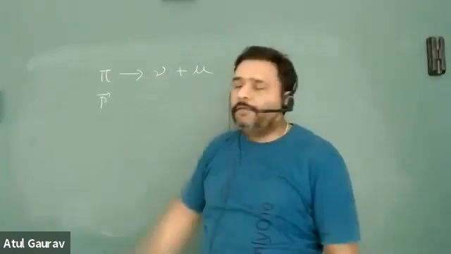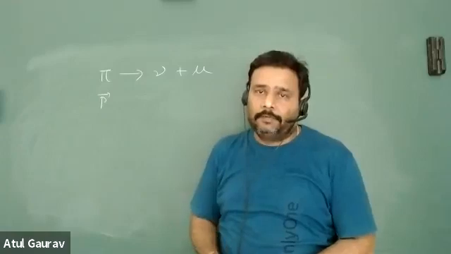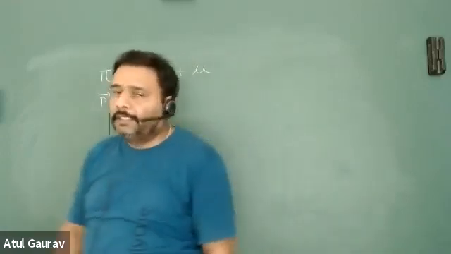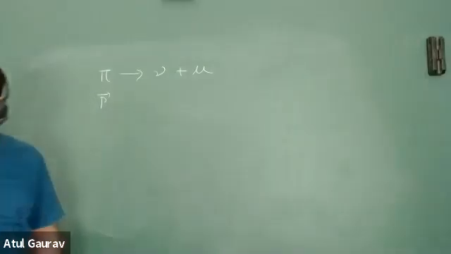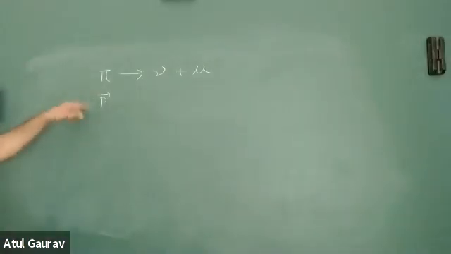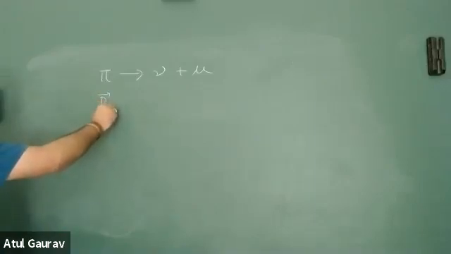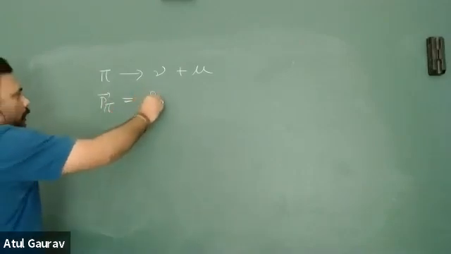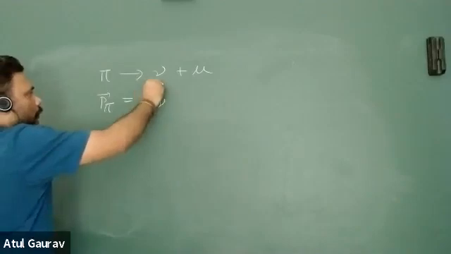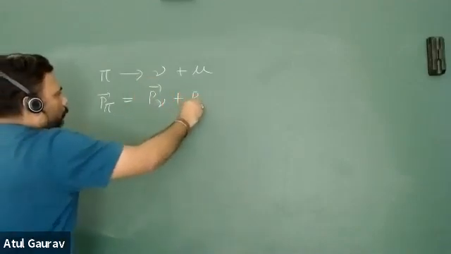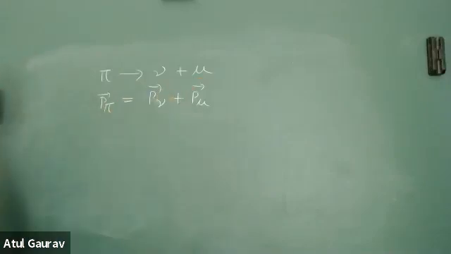So why will momentum be conserved? What is the meaning of momentum being conserved? In the last class, some girl asked me, sir, where is momentum conserved? The meaning of momentum being conserved is that the momentum of the pion must be equal to the momentum of the neutrino plus the momentum of the muon. And please mind it, this is a vector quantity. Momentum is always a vector quantity, so you take x-axis momentum along the x-axis, y-axis momentum along the y-axis.